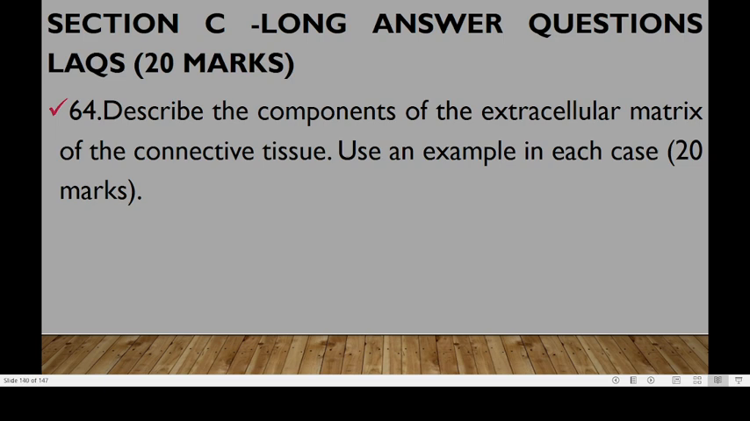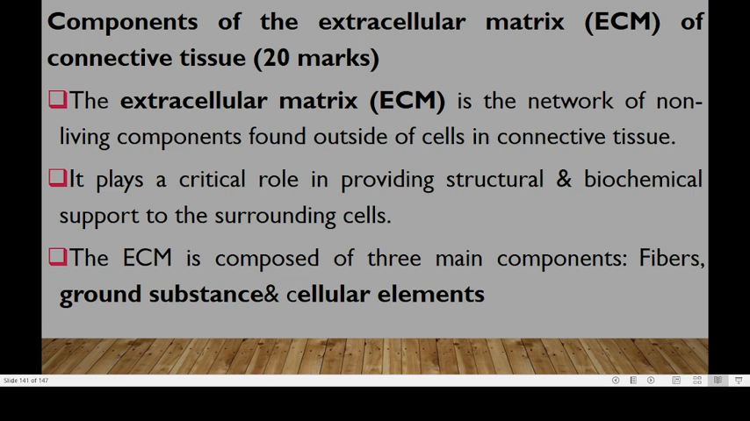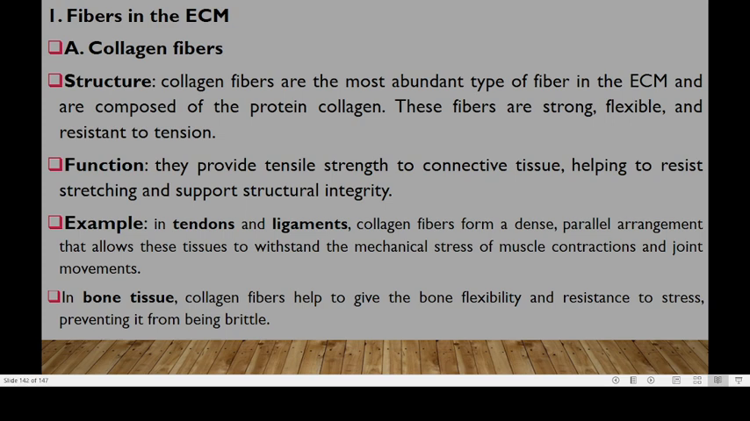Right. Finally, describe the components of the extracellular matrix of the connective tissue, and you are told to use examples in each case. Remember, the extracellular matrix is a network of non-living components that are found outside of a cell in the connective tissue. They play a role in providing structural and biochemical support to the surrounding cells. The extracellular matrix is composed of three major components. It includes fibers, ground substance, and cellular components.